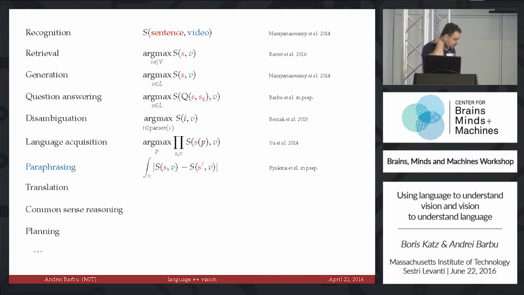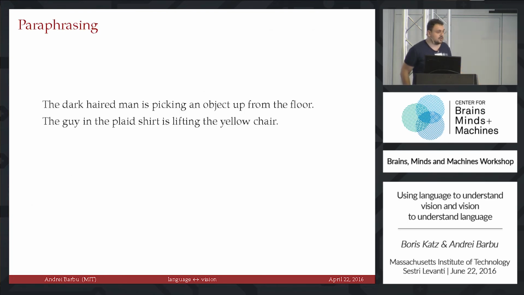So let's keep going. Let's move from vision. So we talked about some more NLP-related tasks. Let's look at something that doesn't seem to have any vision in it, like paraphrasing. So we gave some of the videos that I've been showing so far and some of the images to people on Mechanical Turk, and we asked them to describe them. And they describe these videos and images in wildly different ways, like dark-haired man is picking objects from the floor, and the guy in the plaid shirt is lifting the yellow chair.